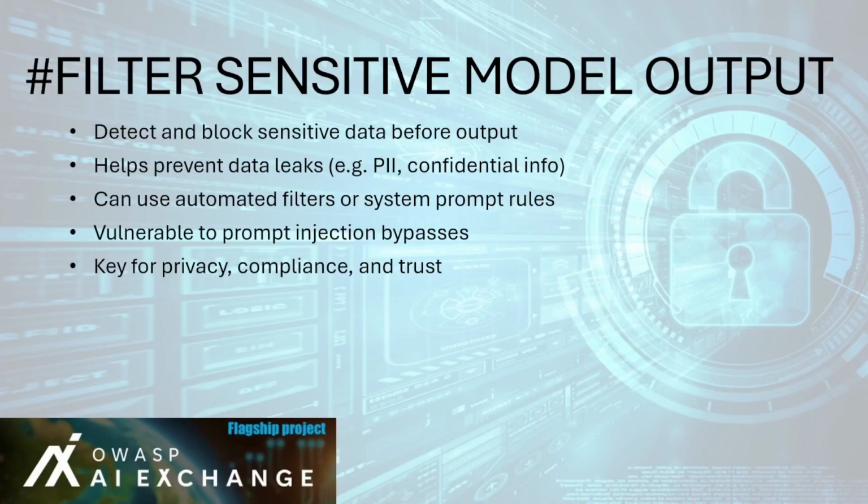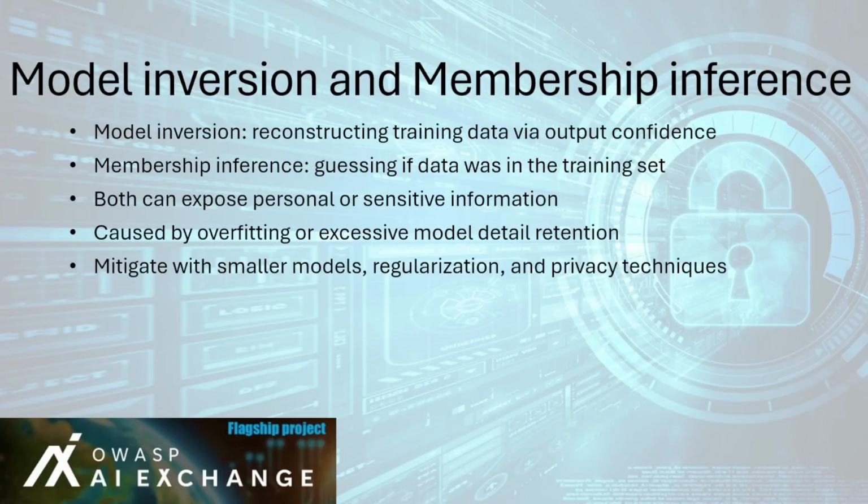The best practices are to combine automated filters with rule-based or LLM-based detectors, use post-generation review for high-risk outputs, and continuously update filters as new leak patterns emerge. Filtering is essential for containing sensitive data exposure, but must be paired with robust input validation and prompt security to remain effective. Model inversion and membership inference attacks aim to extract hidden data from AI models.